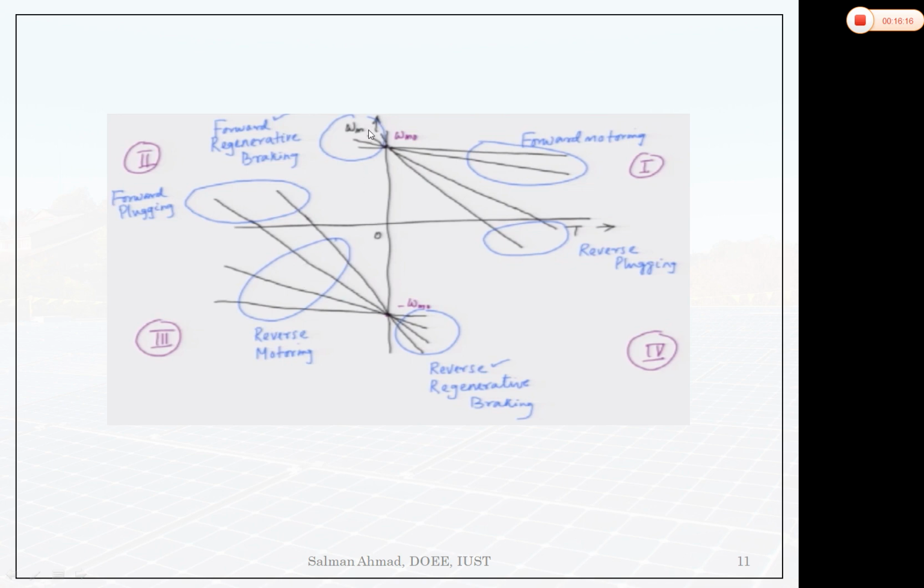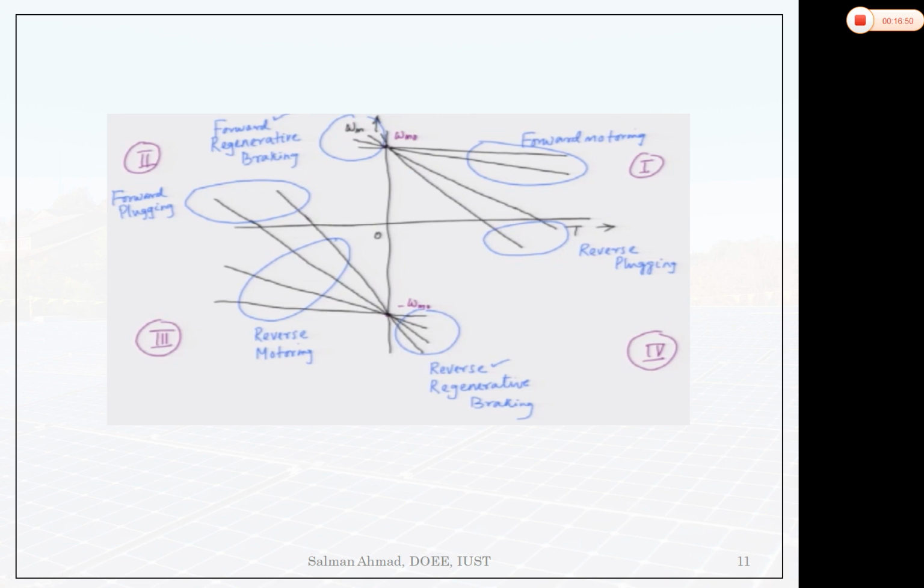Now this part you can see, we will call braking operation because torque is negative and speed is positive. So this is nothing but forward regenerative braking, because speed is in the forward direction. Similarly, this portion we will call reverse regenerative braking. Again, the torque is positive, speed is negative, but the product of these two will be negative. So this is reverse regenerative braking.